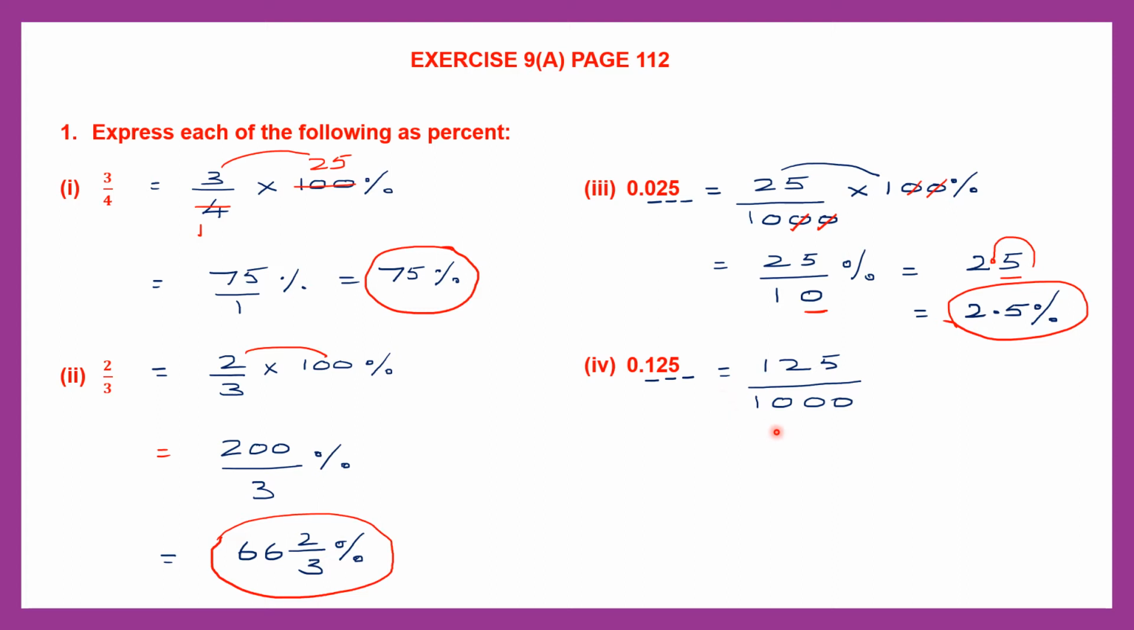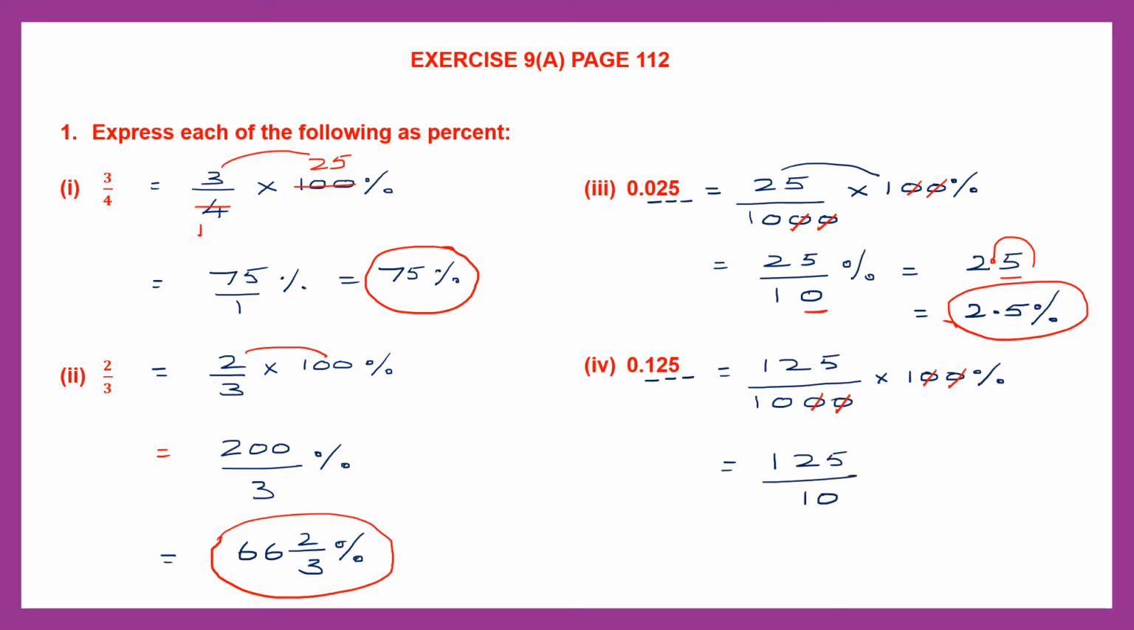Now we have to convert this fraction into a percent. That means we have to multiply by 100%. So now cancel what you can. We can cancel these 2 zeros and 2 zeros here. So what is left now? I have 125 divided by 10.